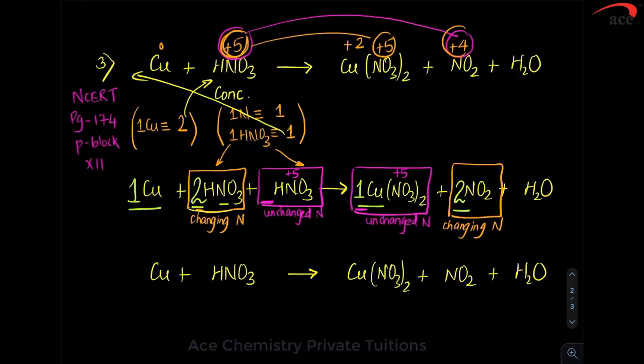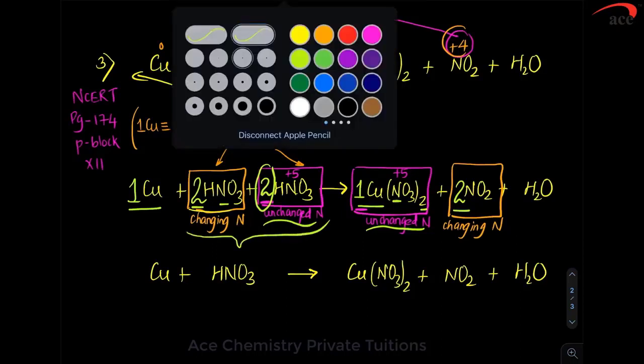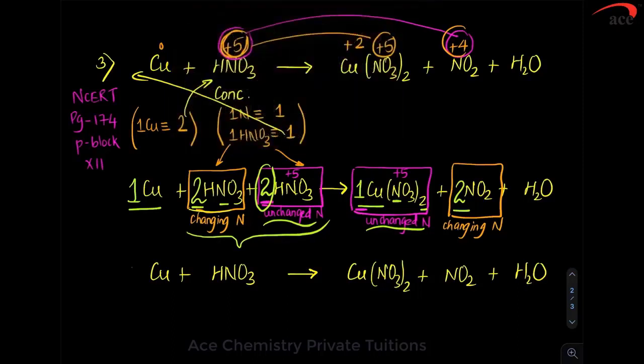Now what next? We are left with this number. What is this number? This number, which is for unchanged nitrogen, depends on unchanged nitrogen. How many nitrogen are here? Yeah, correct. 2 nitrogen. So it should be 2 nitrogen. We know this together are nothing but nitric acid only. So we almost got our entire reaction balanced. 1 copper, 4 nitric acid, 1 copper nitrate and 2 NO2.